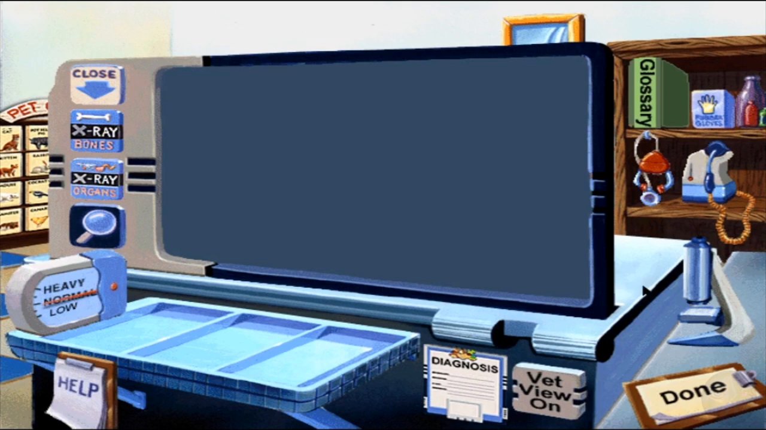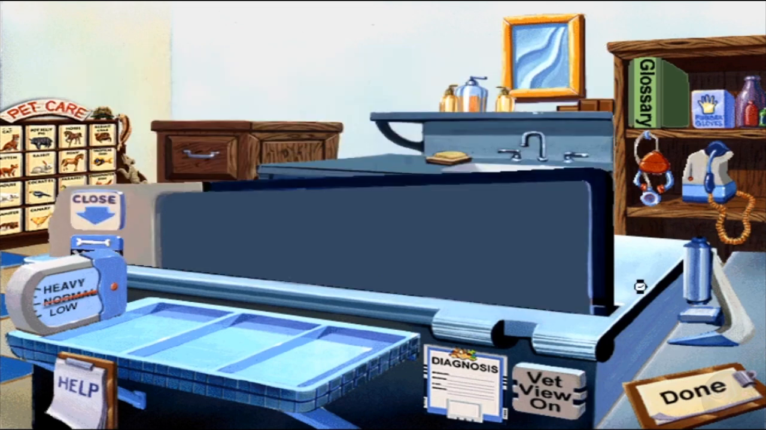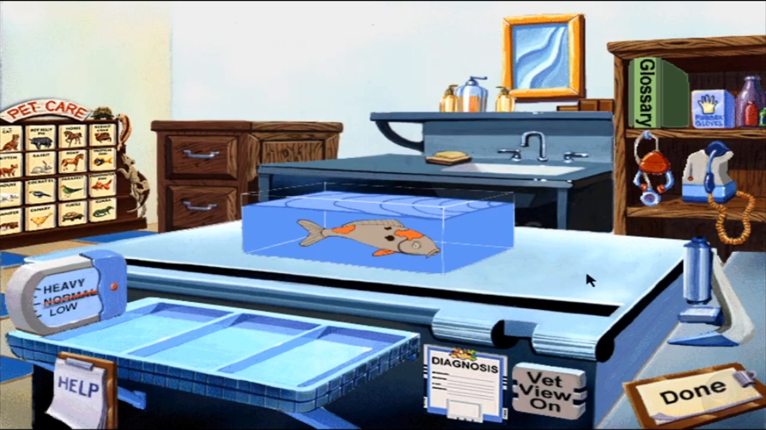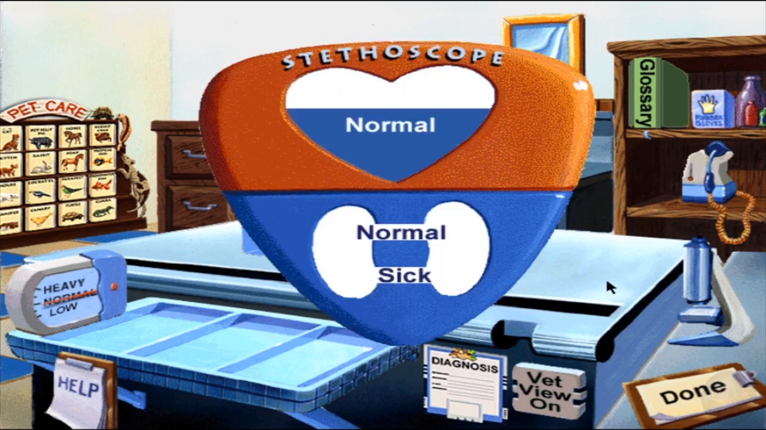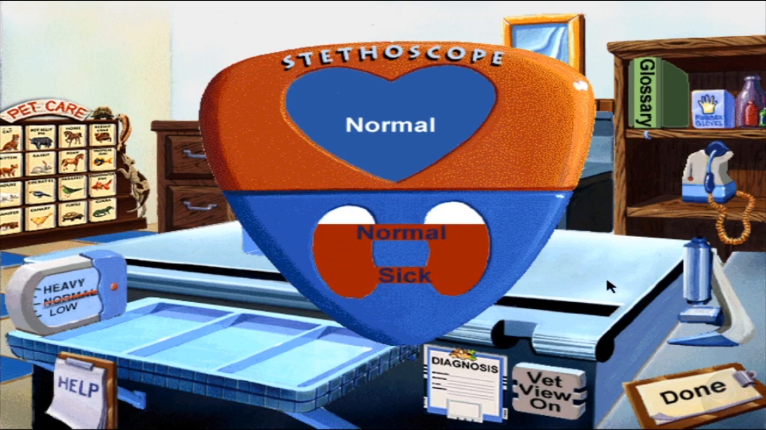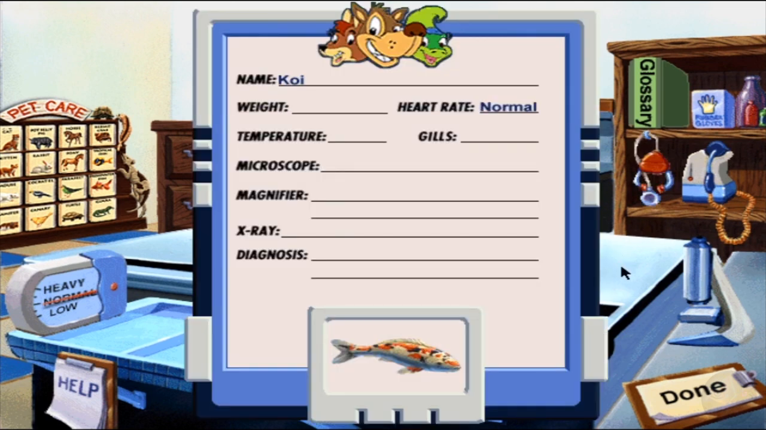Oh, you've brought an animal in for examination. The animal's heart rate is normal. This reading is normal.